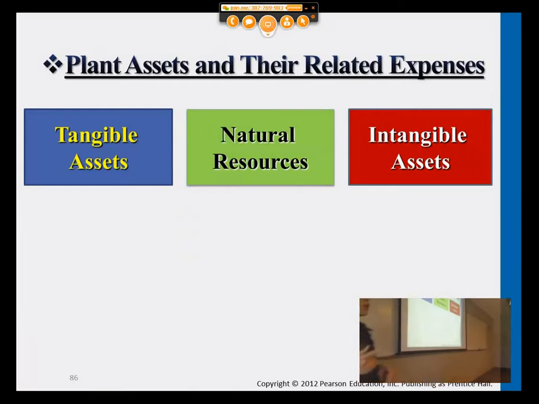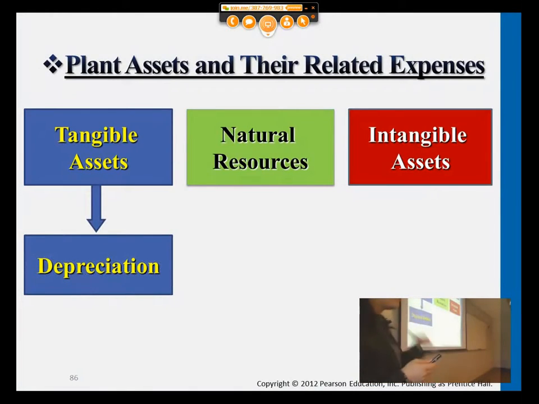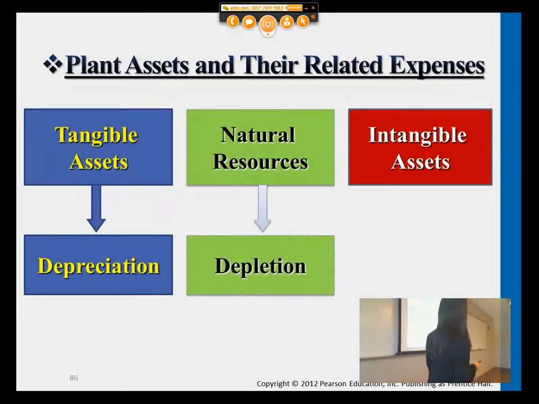Okay, there are specific terms that you need to know that relate to depreciation, the concept of wear and tear of assets. This term here is only used for tangible assets. We would say we depreciate land, depreciate building, depreciate equipment, machinery, different types of furniture. When it comes to natural resources, the term we use is depletion.